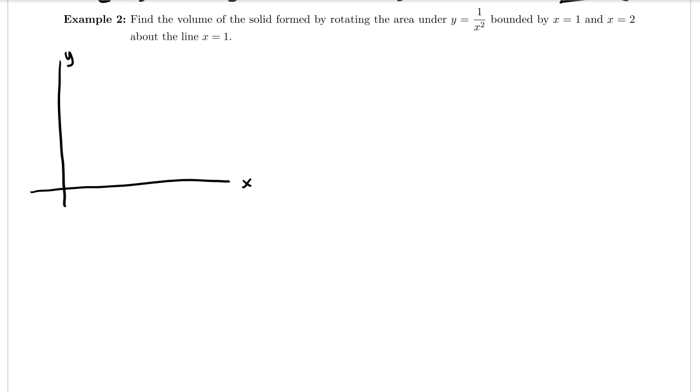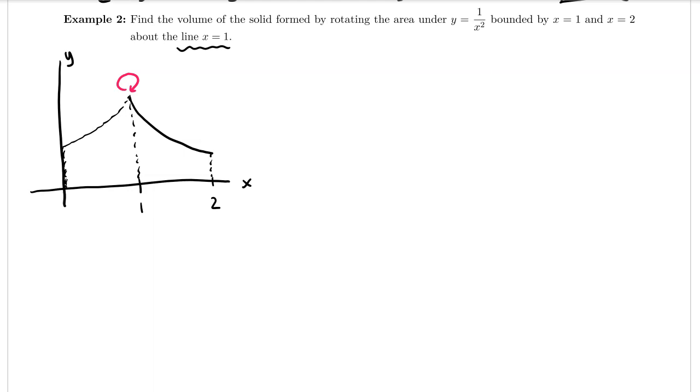We're only looking at the graph of y equals 1 over x squared in quadrant 1, so I'm just going to say it looks something like that. I'm going to move it over a bit. So let's say this is 1, this is 2, so it's going to look something like that. And I'm only looking at it between 1 and 2, and then we're rotating about the line x equals 1. So that's this line here. That's going to be my axis of rotation. And so if I reflect that, it's going to look something like that.